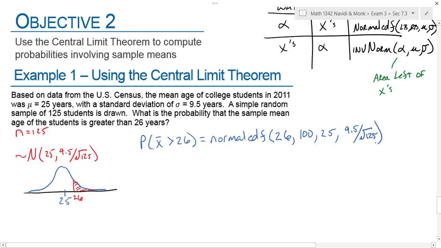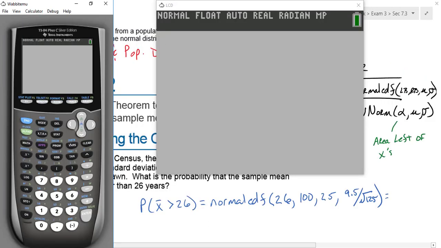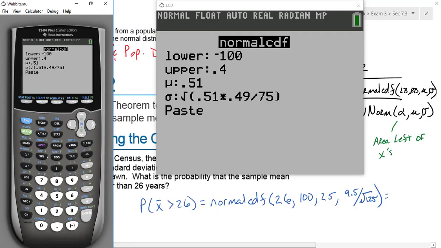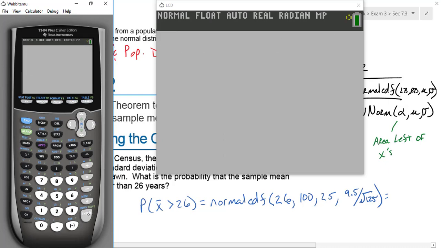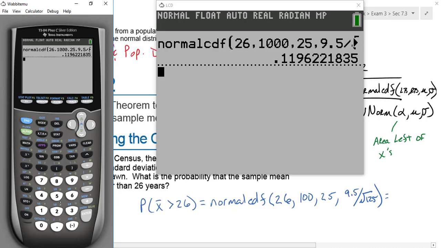Now we go to our calculator and we get this number on our calculator. How do I get to the normal CDF? Second, VARS, 2. For my left bound or my lower bound, I type in 26. For my right bound, I need to go off to infinity, so I'm going to use 1,000 just to err on the side of caution. The mean is 25. The standard deviation is going to be 9.5 divided by the square root of 125. And then I paste that on my home screen, hit enter, and I get 0.1196.